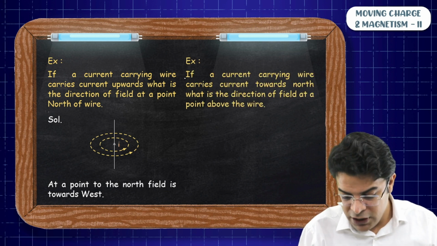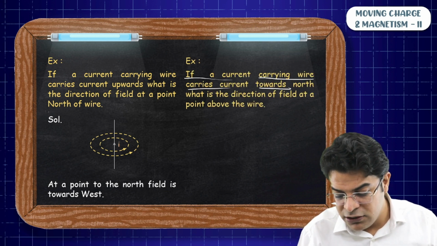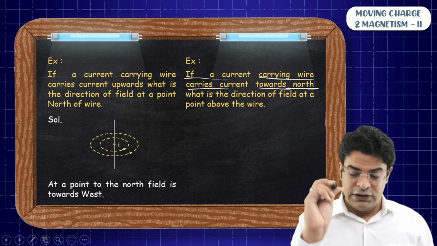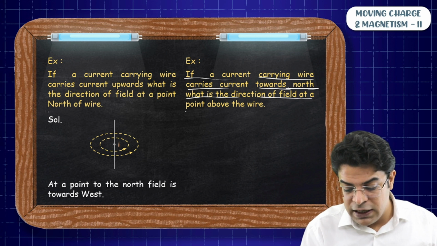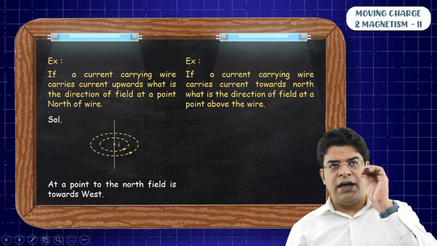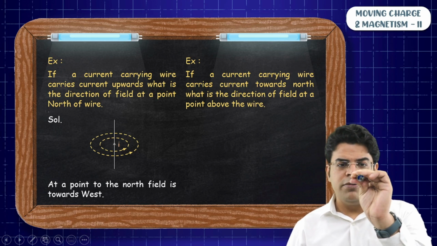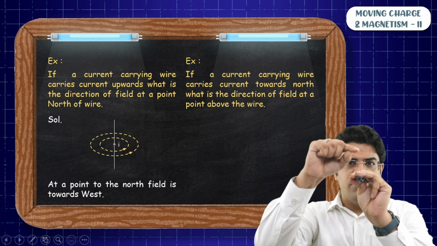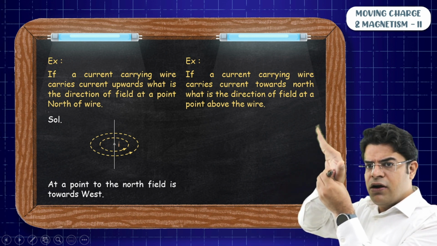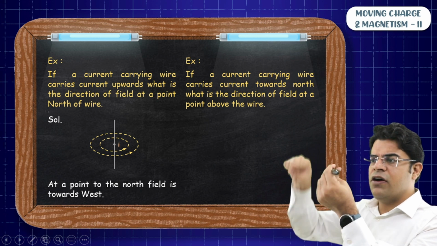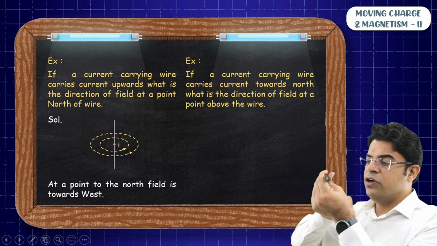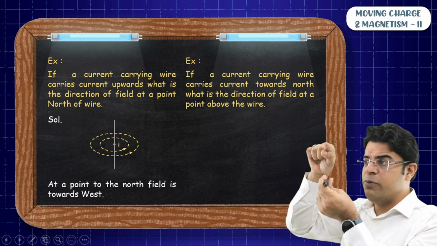Next example. If a current carrying wire carries current towards north, into the screen, what is the direction of field at a point above the wire? So now visualize that the current carrying wire carries current into the screen. What will be the direction of magnetic field at a point above the wire? So align the thumb of your right hand in the direction of current and then curl your fingers. The magnetic field lines will curl in the same way, the way your fingers curl. So you will say at a point above the wire, the field will be towards east.